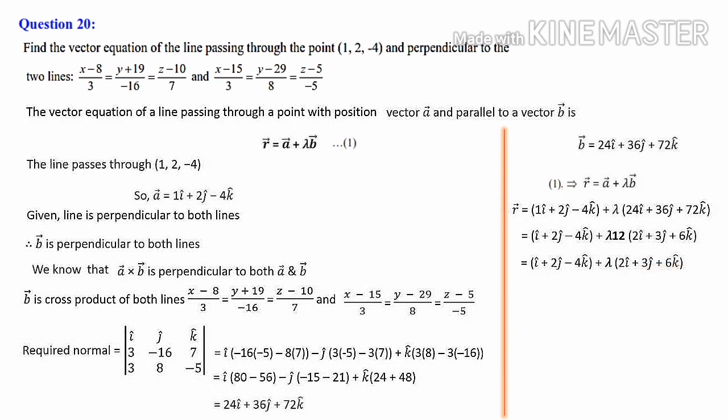If you don't want lambda here, you can use mu. It's not a problem. So lambda means it is a constant. So lambda into 12 I have considered as lambda again. If you want to put any other constant, you can use it like mu. It's not a problem. Now the equation of the line is i cap plus 2j cap minus 4k cap plus lambda into 2i cap plus 3j cap plus 6k cap.